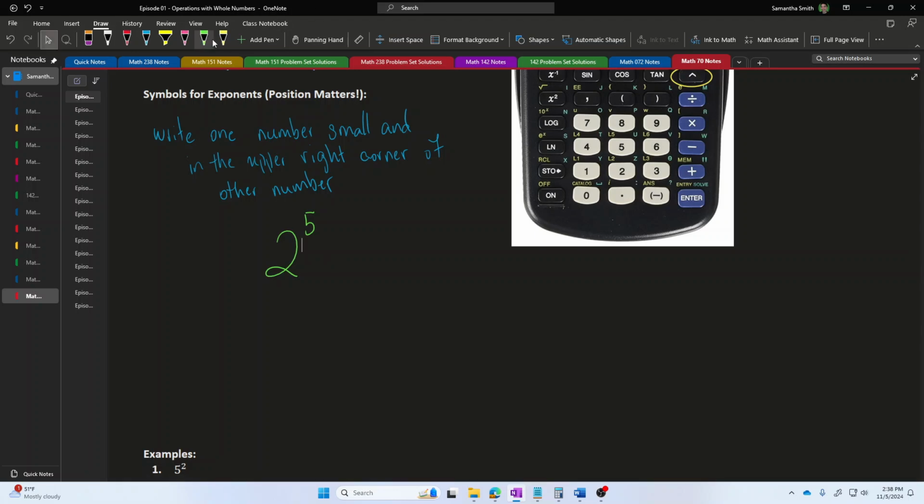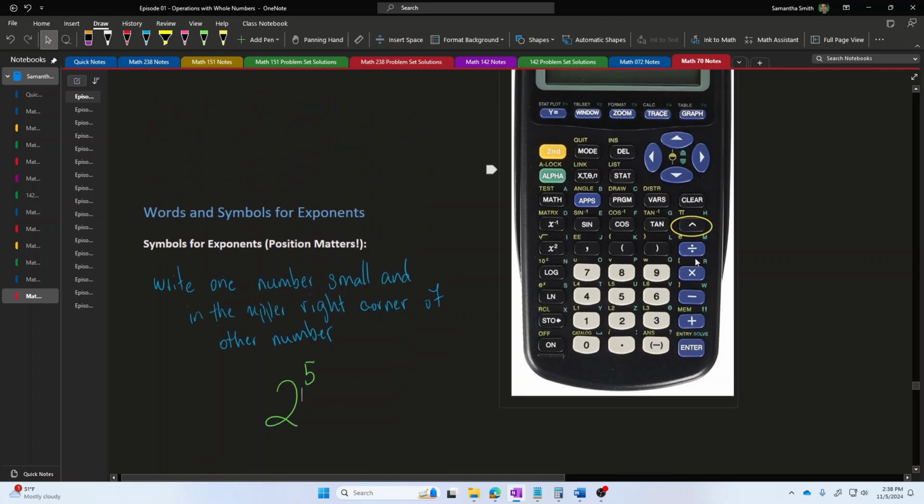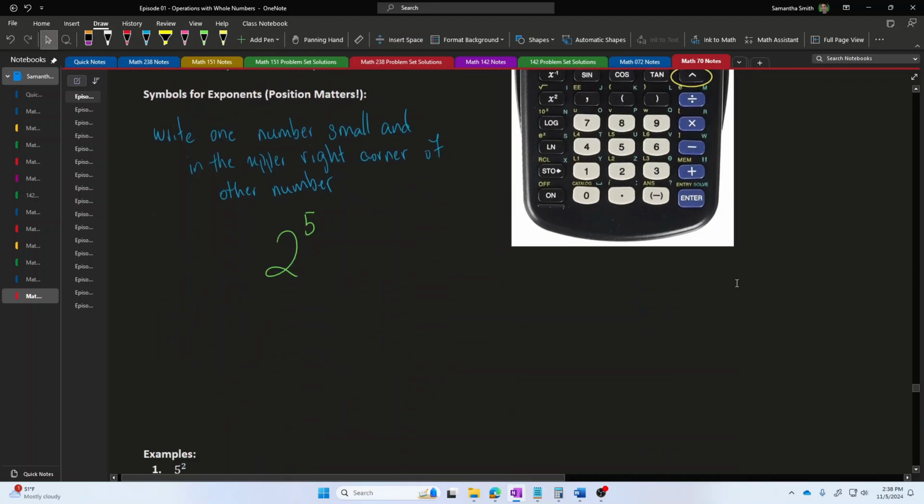The alternative way to write exponents, which is more similar to what's on your 83 calculator, if you have one, is to use the little upper arrow. So the other symbol that's used sometimes for exponents is this up arrow. And so you might also see 2 up arrow 5. And this is really common if, for example, you're just using a regular basic keyboard to try and type your math.